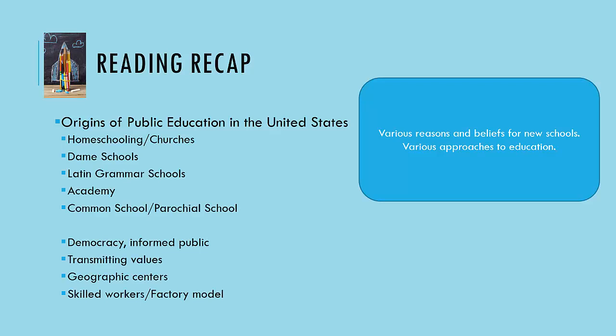The origins of public education have roots in homeschooling in churches, which eventually migrated to organized situations in churches or in homes, such as dame schools. Then we also saw more advanced schooling with Latin grammar schools, where students were introduced to the historical teachings of Greek and Roman scholars. We also saw the advent of the academy, and more commonly now we've seen common schools, which have evolved into public schools, and then also the parochial school, common school breakdown.